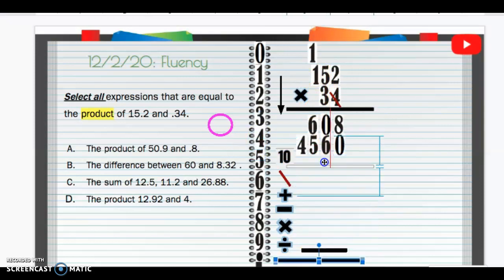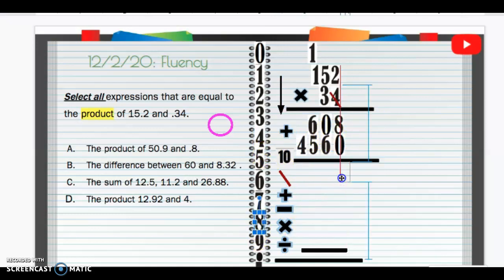Now we need to add those up. 8 plus 0 is 8. 6 plus 0 is 6. 6 plus 5 is 11. 4 plus 1 is 5.